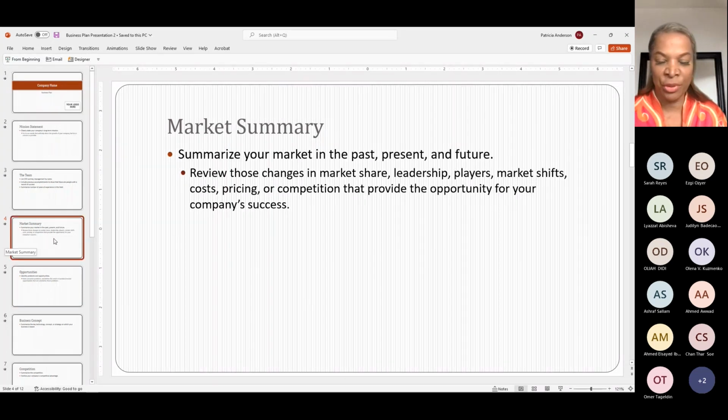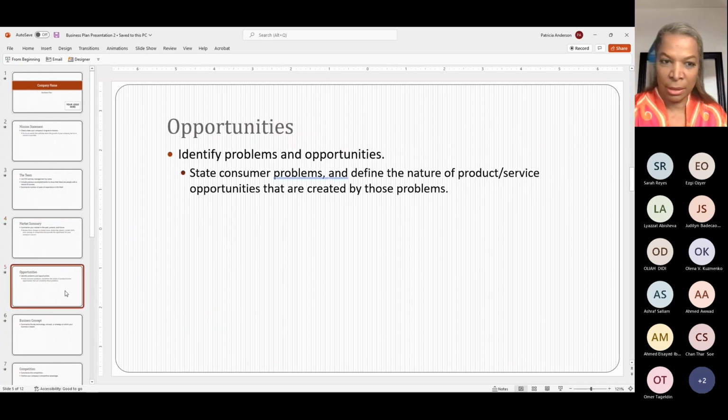Because sometimes you have to share the market with other competition. And that's what we'll talk about today, how you can differentiate yourself from your competition. So you're offering something unique, that they might be offering the same product, but you're doing it in a slightly different way. You're going to look at opportunities in the market.